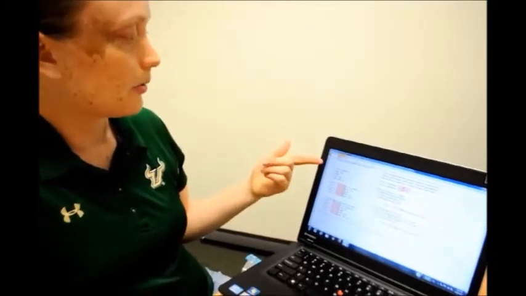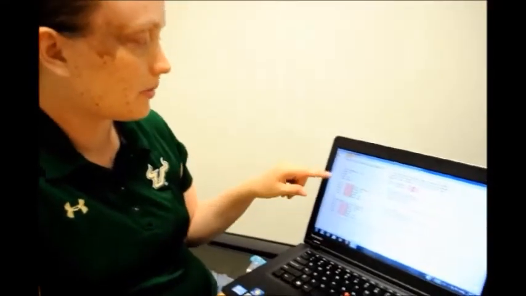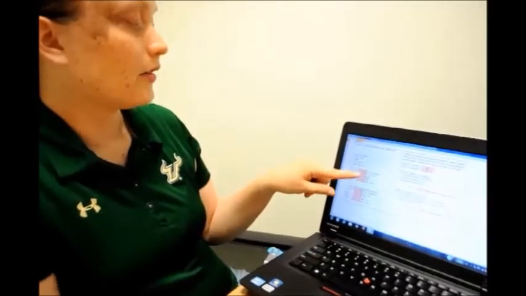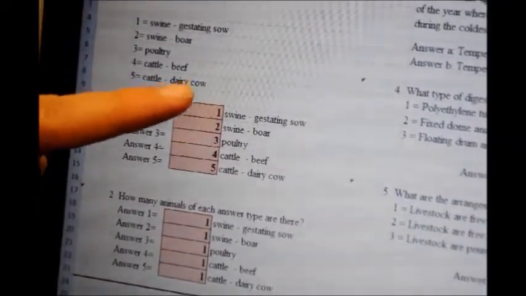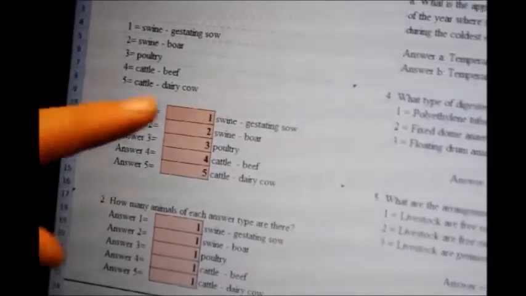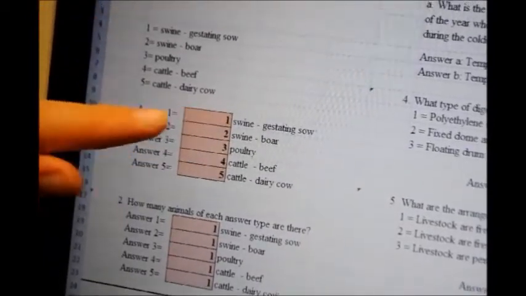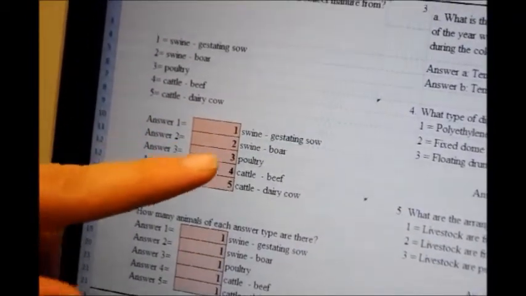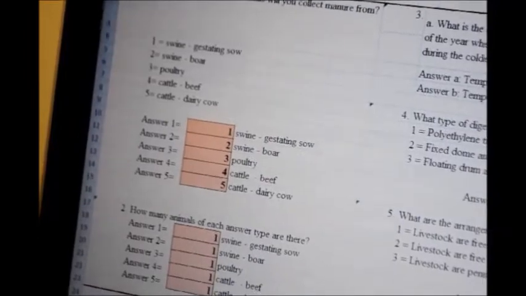So for this first input, for the coding of the spreadsheet, the user needs to put it in the order that I have it listed here. So for example, I set 1 equal to the swine gestating sow, down to 5 equal to the cattle dairy cow. And if you have a swine gestating sow, you need to put a 1 in this answer 1 box. It will not work if you put a 1 in a different answer box because of the way that the coding was done.